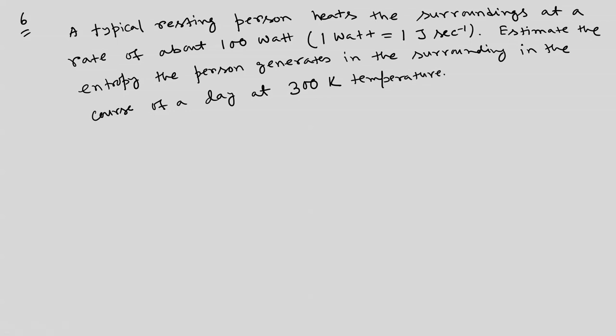So, this problem says a typical resting person heats the surroundings at a rate of about 100 watt. Okay. So, 1 watt is 1 joule per second. Estimate the entropy the person generates in the surroundings in the course of a day at 300 Kelvin temperature. So the person heats the surroundings. So, the heat is getting transferred from the system, a person here, to the surroundings. Okay. And how much heat is it transferring? 100 watts means 100 joule per second.